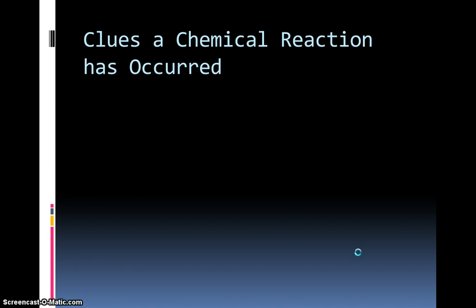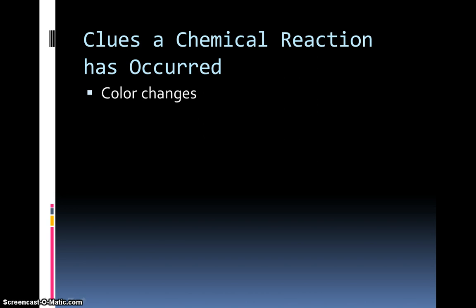So clues a chemical reaction has occurred are very, very similar to the signs of chemical change. In the last chapter, we learned that if we have a color change, it could mean something chemical is happening. That's going to be the same thing to understand that a chemical reaction is occurring. Now remember, these color changes need to be significant. So if I put red food coloring into water and it turns red, that's not an unexpected color change. That's not a sign of a chemical change.